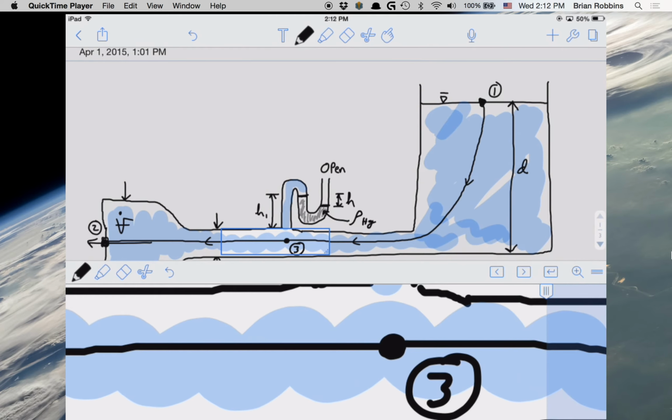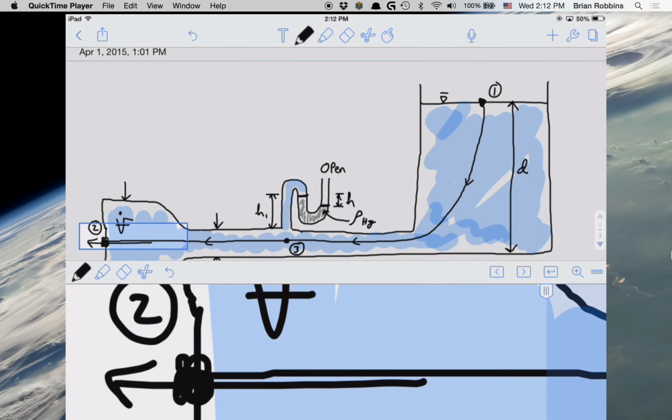The reason why I'm selecting this as opposed to, let's say, 1 and 3, which would yield the same answer, is that I feel like it simplifies the problem a little bit more, mainly because we do not have to account for hydrostatic pressure since the streamline is at the same height. And not only that, but we have it open to the atmosphere, which means we can neglect the static pressure at point 2 because it's open to atmospheric conditions.